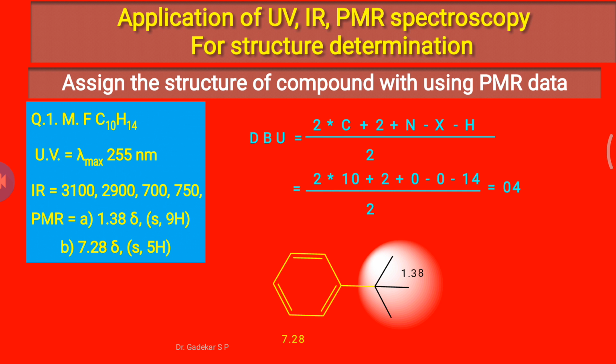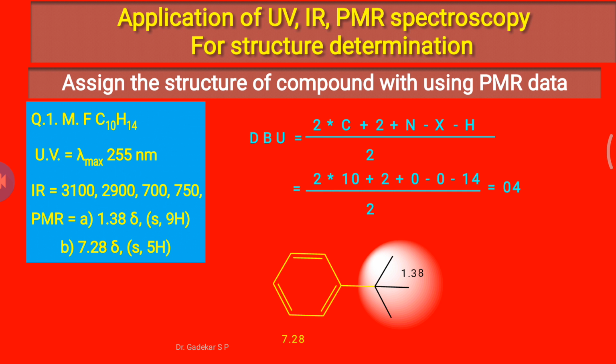So the 3 methyl groups are observed at 1.3 delta, and they are chemically equivalent, and there are no neighboring protons. That's why they give a singlet. Trimethyl groups. And another piece of information says that 7.28 is the benzene ring region.